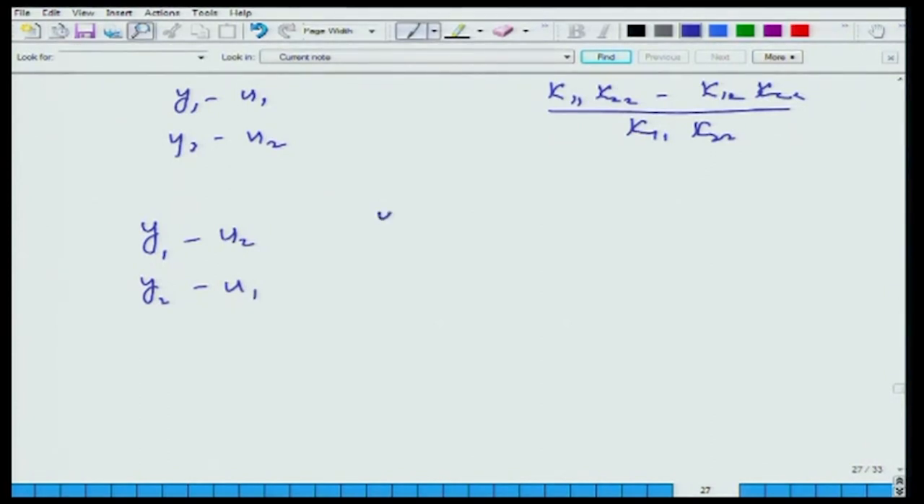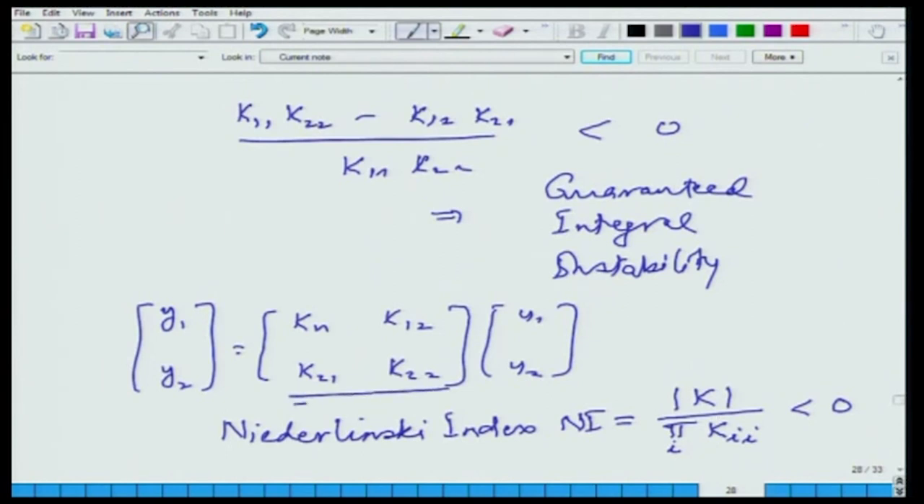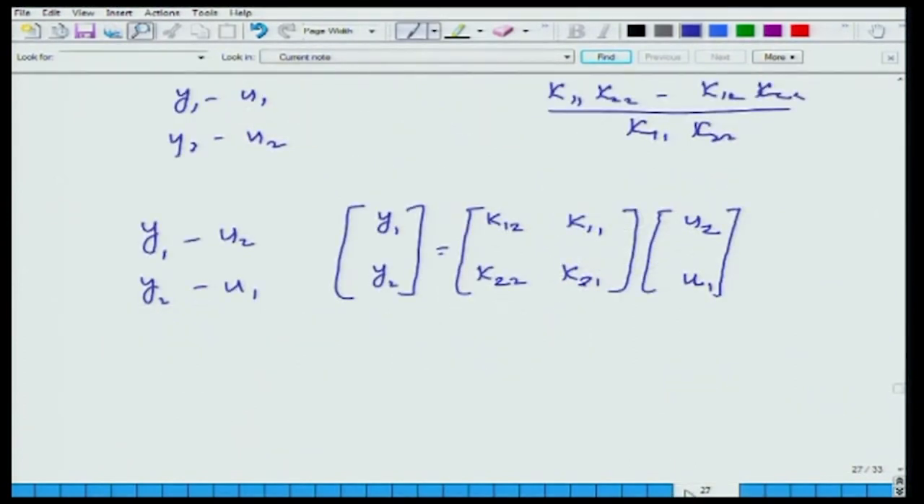In this case, you still write the same thing. However, now y1 is being controlled using u2. So y1 is being paired with u2, and u1 is trying to maintain y2. So in this case, what I will get is k12, k11, k22 and k21. Do you see that the gain matrix earlier for the y1-u1, y2-u2 pairing had the columns shifted? I have just interchanged the columns. So interchanging of the columns of the gain matrix corresponds to flipping the pairing.